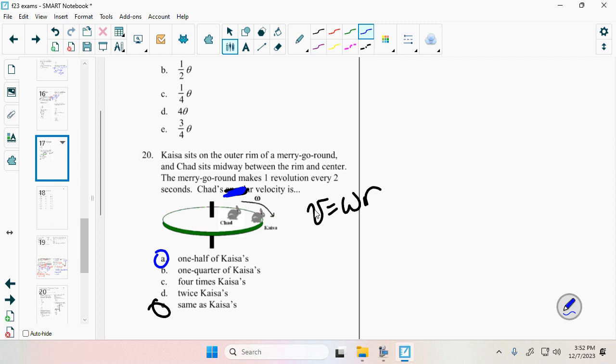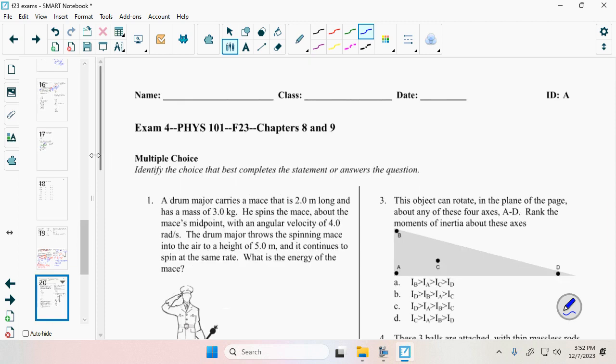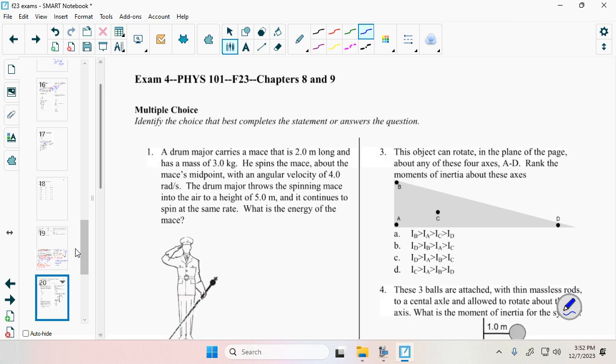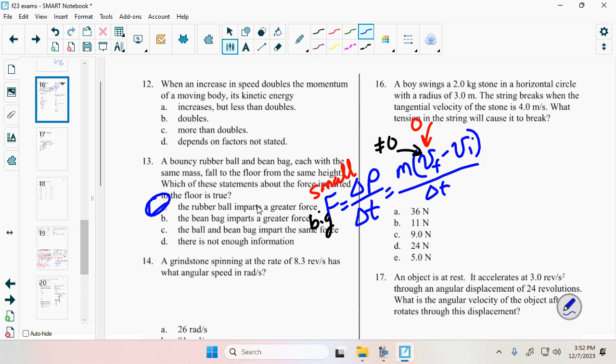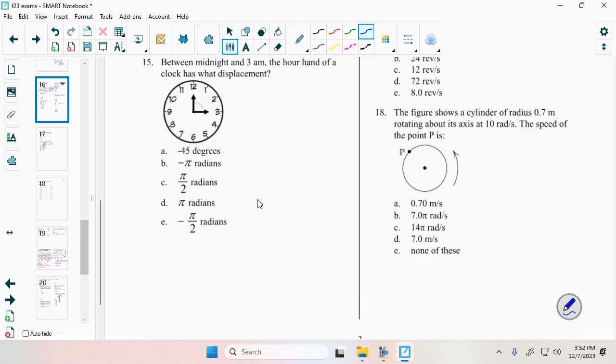All right? Exam 4. Hey, yeah. 18 on exam 4? Okay, so this is similar.